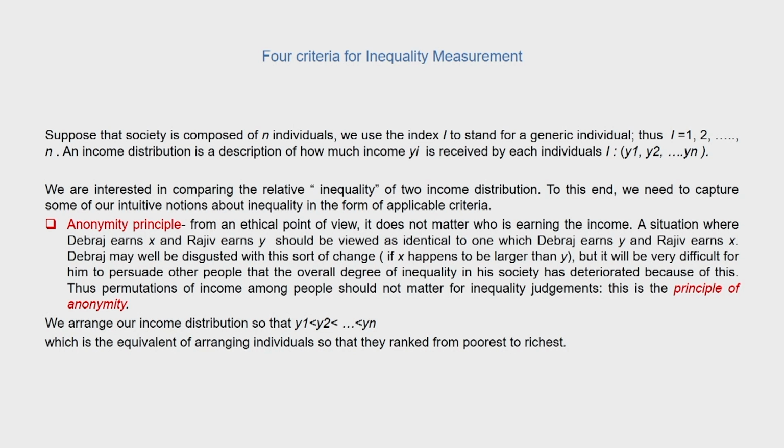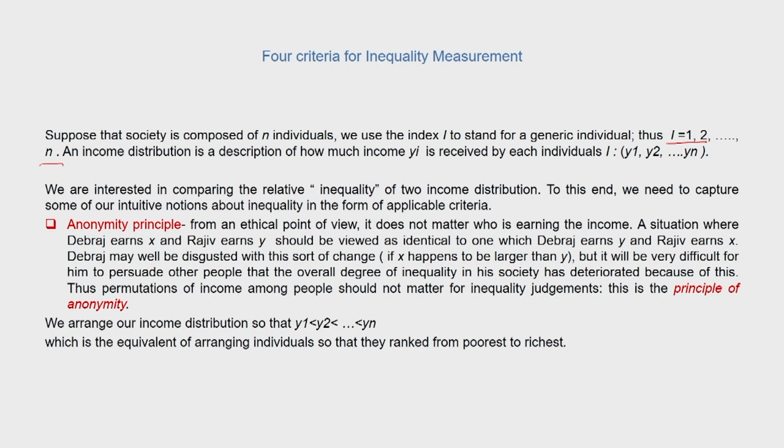So suppose a society is composed of n individuals. We use the index i to stand for a generic individual. So i comprises these individuals 1 to n, and income distribution is a description of how much income yi is received by each individual: y1, y2, yn. So we are interested in comparing the relative inequality of two income distributions, and to this end we need to capture some of our intuitive notions about inequality in the form of applicable criteria.